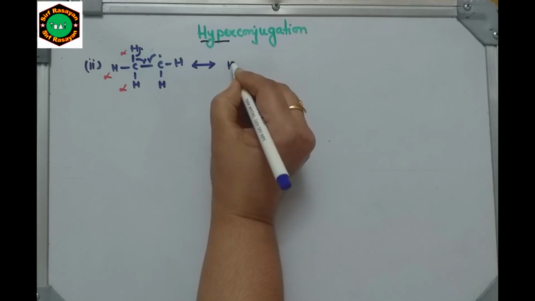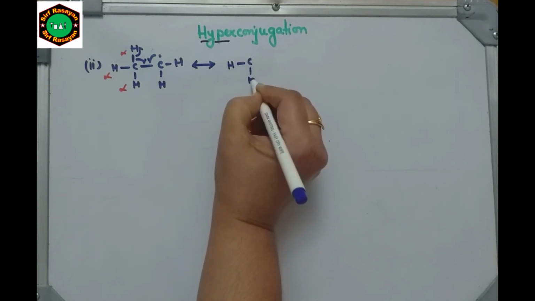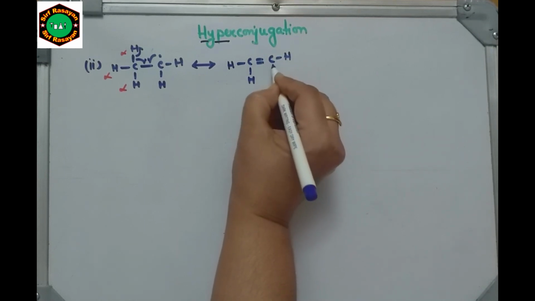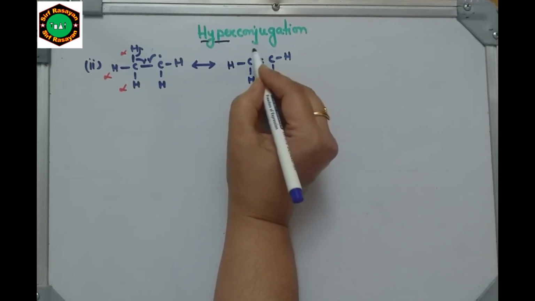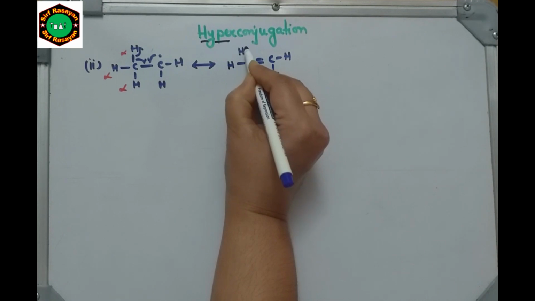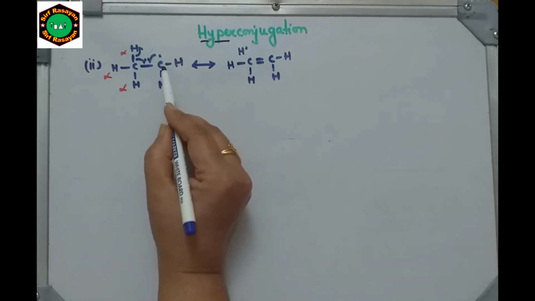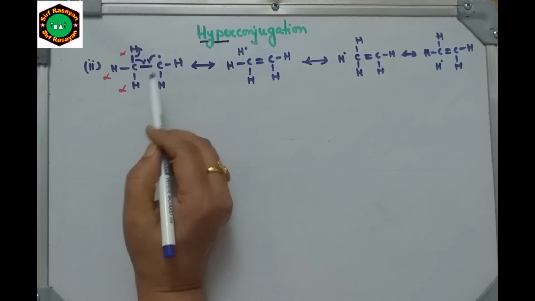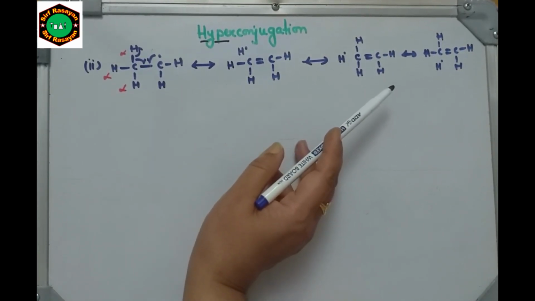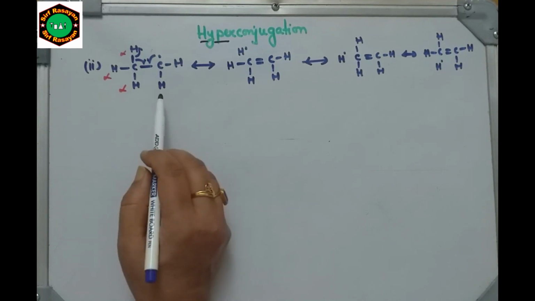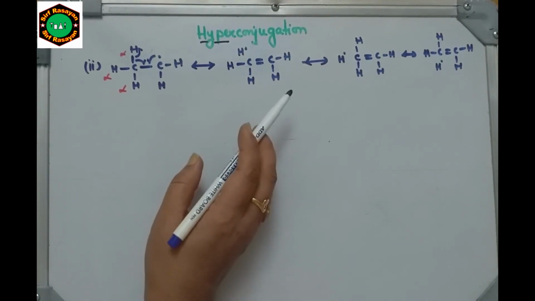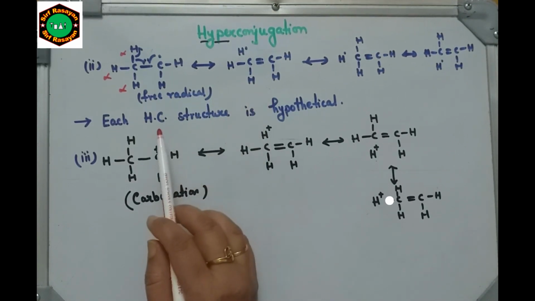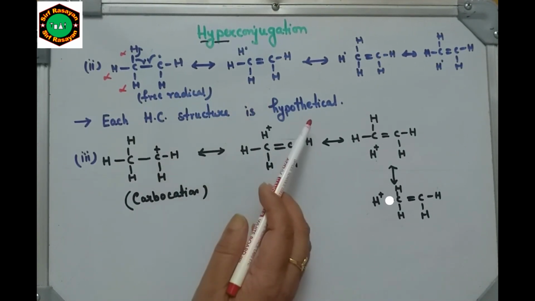Hyperconjugative structure means, and here it is H dot. So here there is an incomplete p orbital. So here 3 alpha hydrogens means 3 hyperconjugative structures are possible. So this free radical is stabilized by hyperconjugation. Remember, like resonating structures, each hyperconjugative structure is hypothetical.